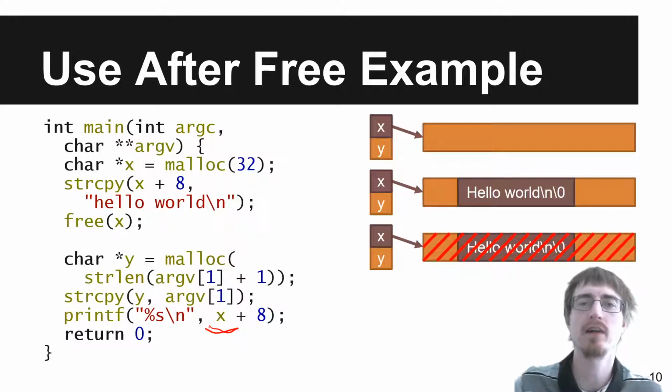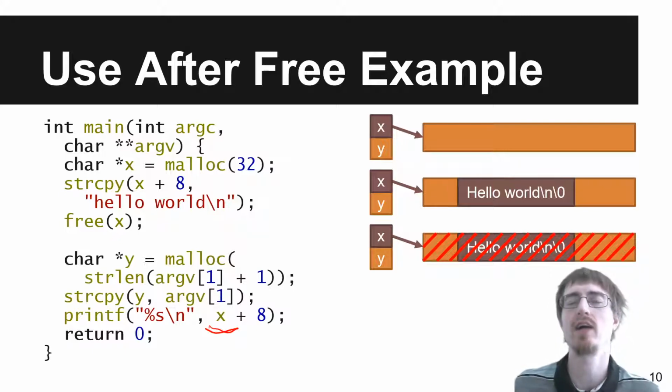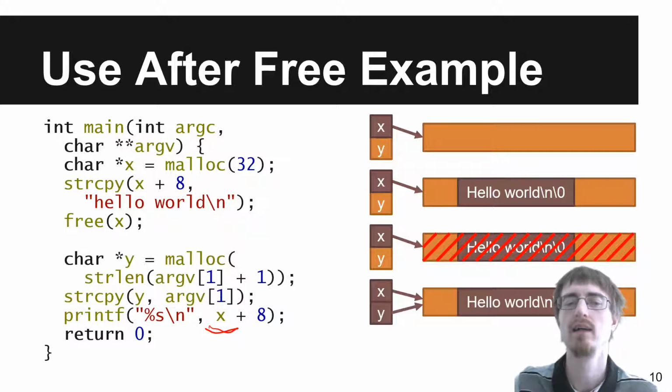We free the buffer, and what actually happens is that this memory is marked as freed in the heap management system. However, nothing actually changes. The data is still there, and x still points to this data. So, except for the metadata of the heap management library, everything is still the same. Now, next, we allocate y.